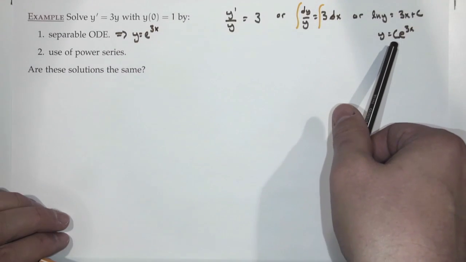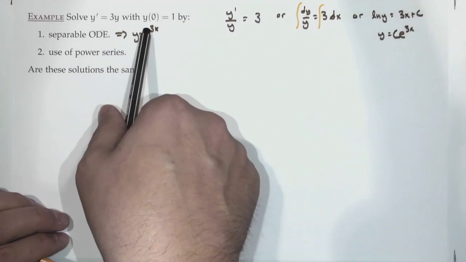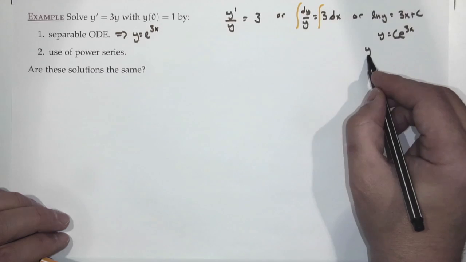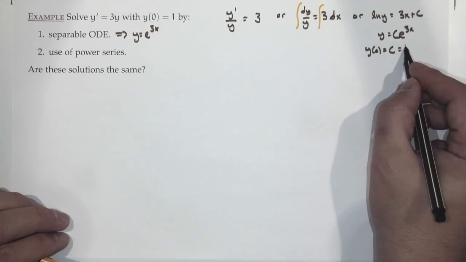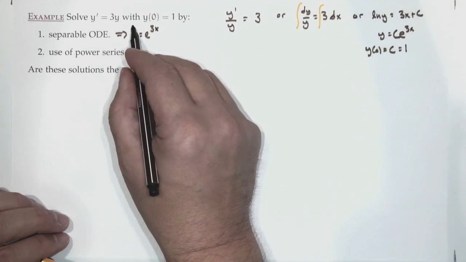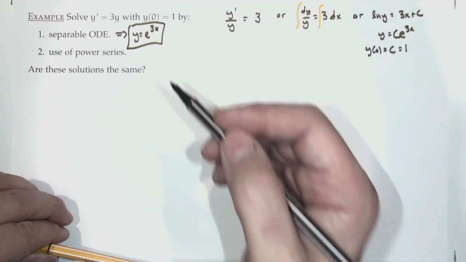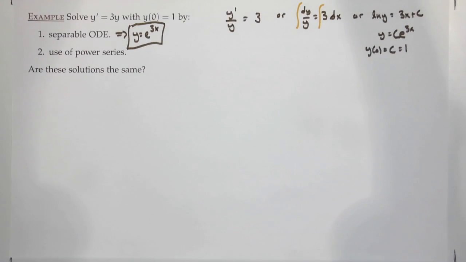How do you solve for the constant? Plug in 0. y of 0 equals c, which equals 1. And so you get y equals e to the 3x. Good. All right. Well, that's not so bad.